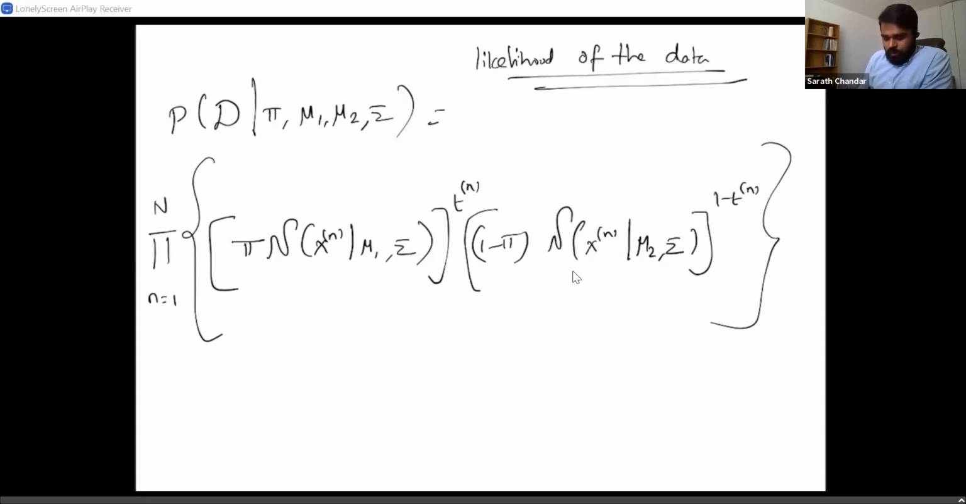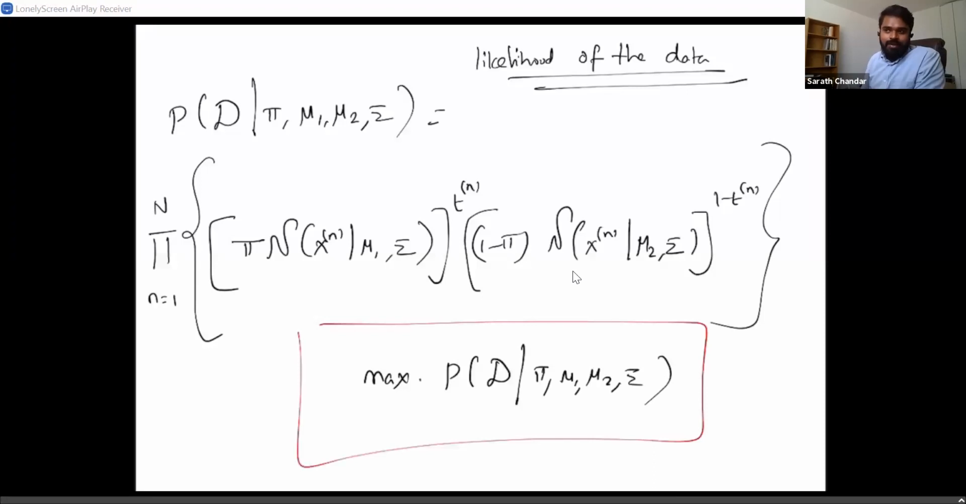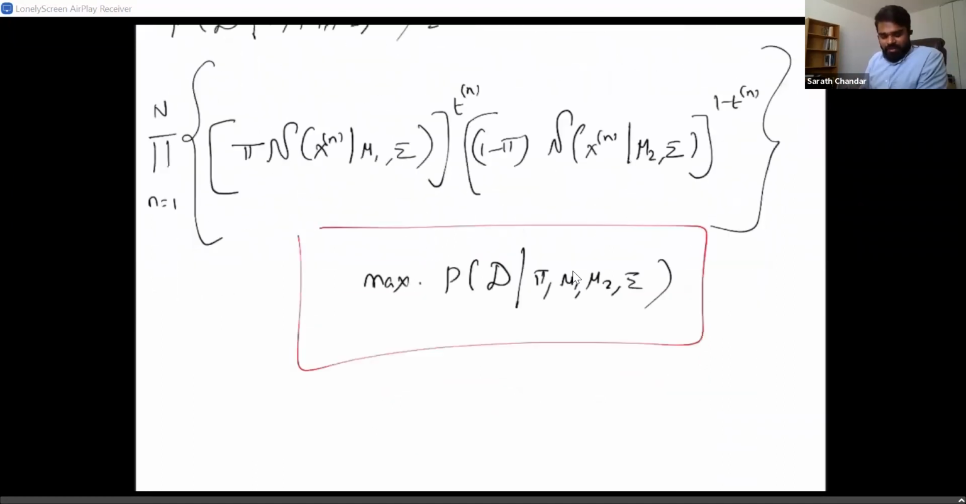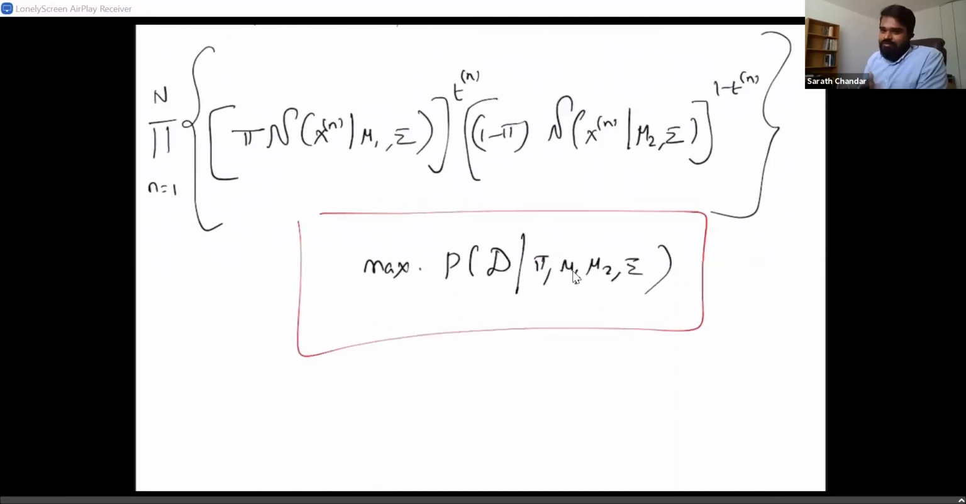Now if I maximize the probability of D given pi, mu1, mu2, sigma, and find those parameters which maximize this data set probability, like the likelihood function, that is what I'm looking for here. Now, how do I maximize this function? The usual way is, if I want to maximize this function, all I have to do is differentiate it and set it to 0.